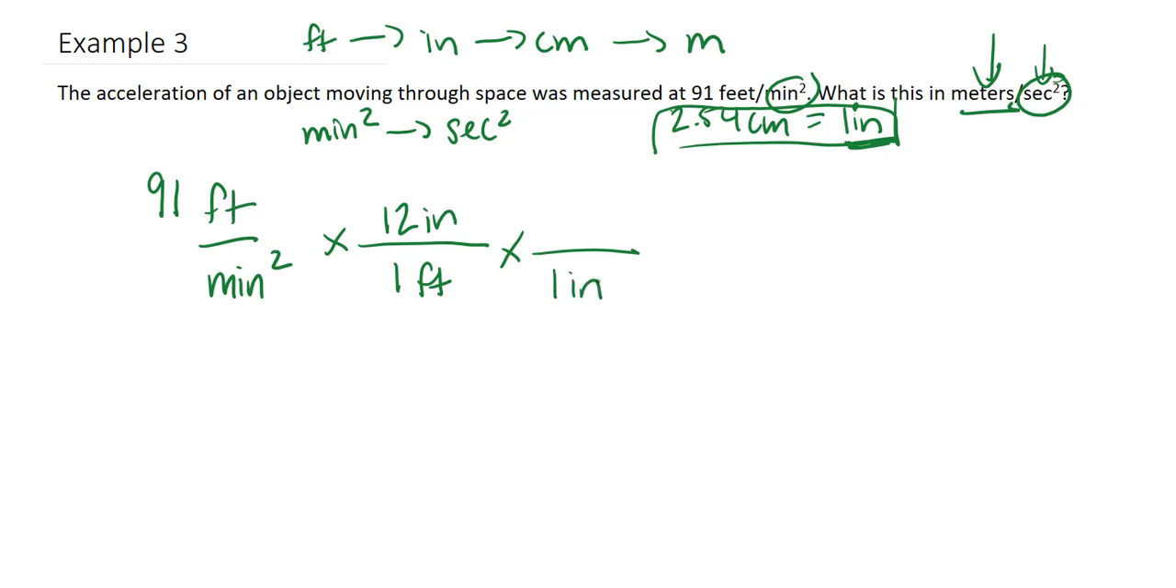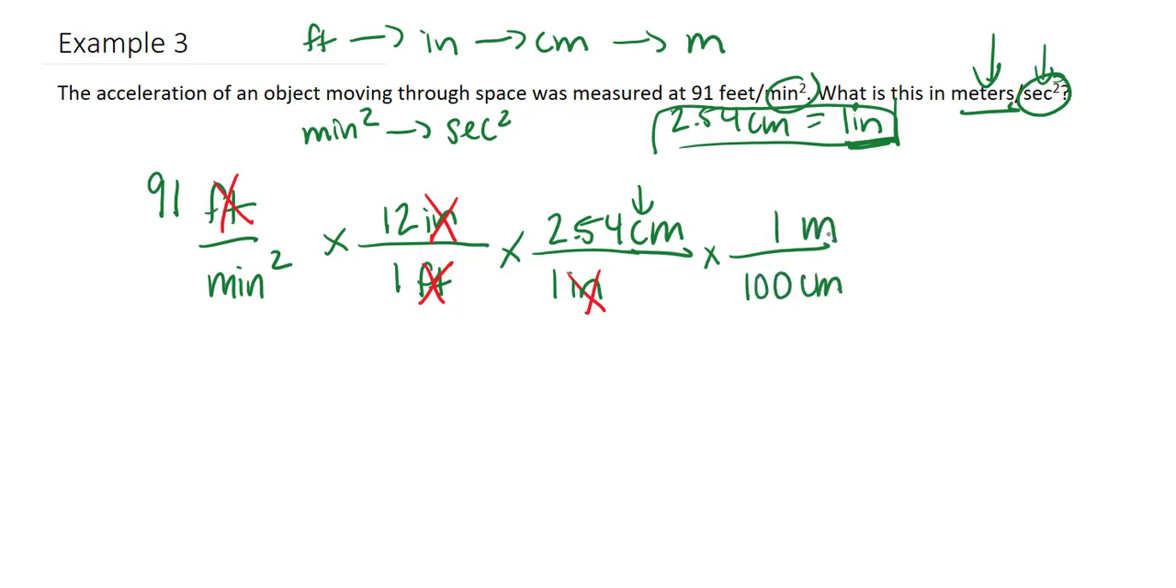So we have 1 inch on the bottom because we need to get rid of inches, right? Whatever we do, let the units guide us. If something is on the top and we need to get rid of it, we put it on the bottom. And then the feet can cross out. But we get 2.54 centimeters. Then we need to go from centimeters to meters. Well, we know 100 centimeters is equal to 1 meter. So now we're done with our distance.